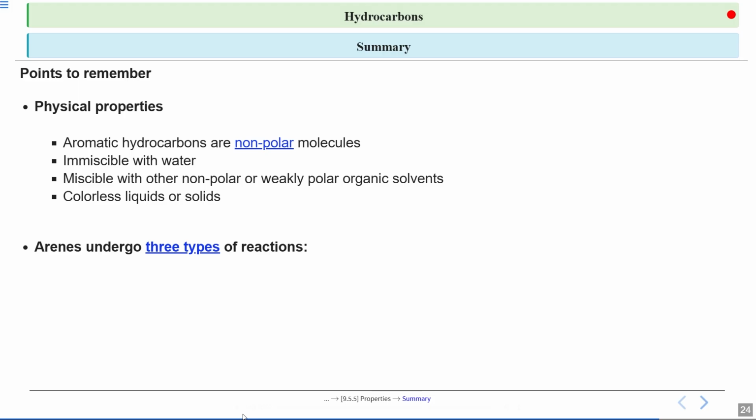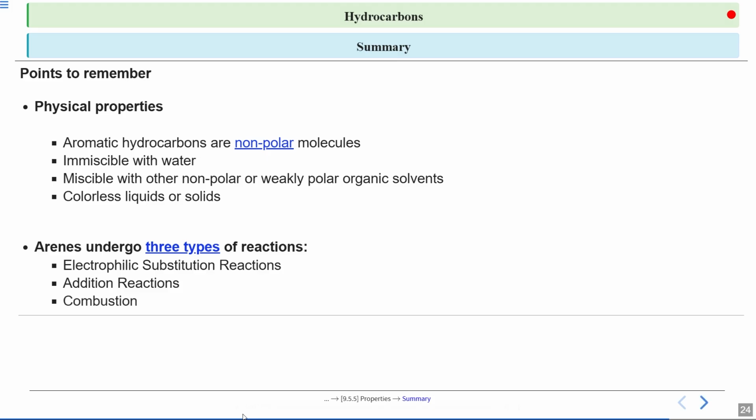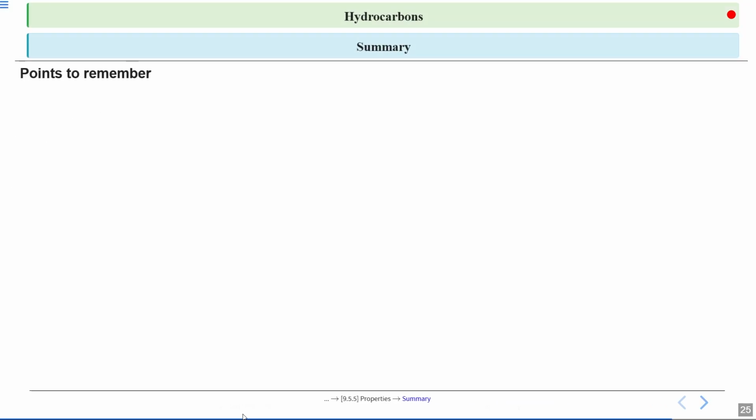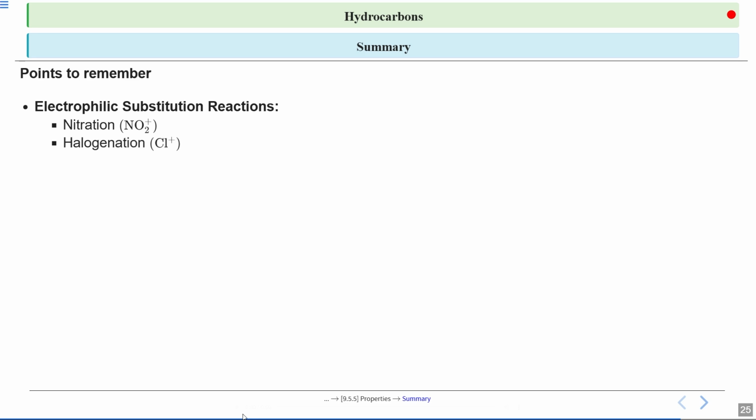Then, in contrast with alkanes and alkenes that can be present in a gaseous state, arenes can be only liquid or solid. Arenes undergo majorly 3 types of reaction. First is electrophilic substitution reaction. Second is addition reaction. Third is combustion reaction. Then moving on further, if I talk about the electrophilic substitution reactions, we have nitration where NO2+ was the electrophile. Then in halogenation, Cl+ was the electrophile. In sulfonation, SO3, which is a neutral electrophile.